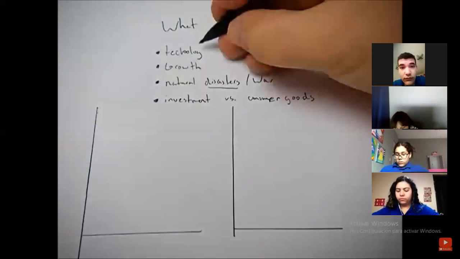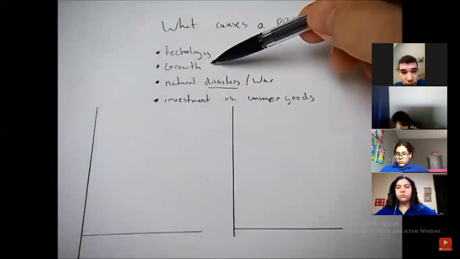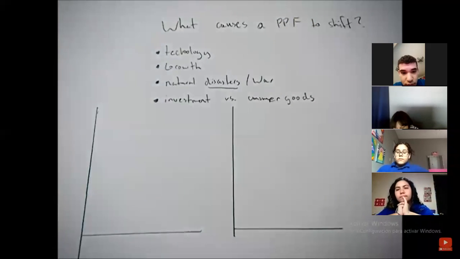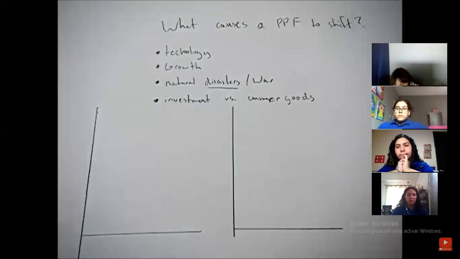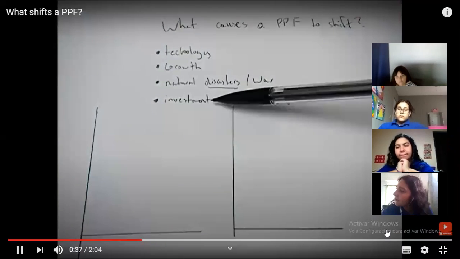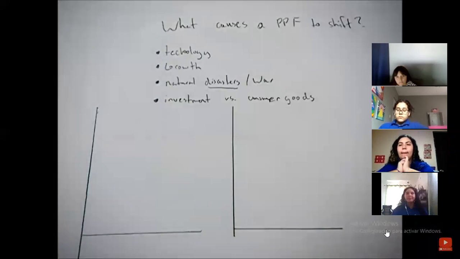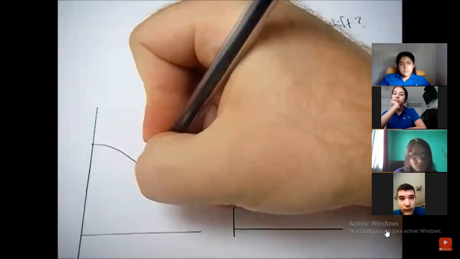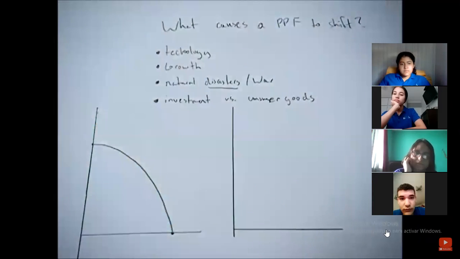The first is a change in technology, economic growth or growth in the economy, natural disasters or any type of disaster really that will destroy capital in the economy or perhaps reduce the population, like a plague or war. And then investment versus consumer goods, how that can change a PPF. And so remember that when we draw our typical PPF, it's a snapshot in time. So we're holding everything else constant.